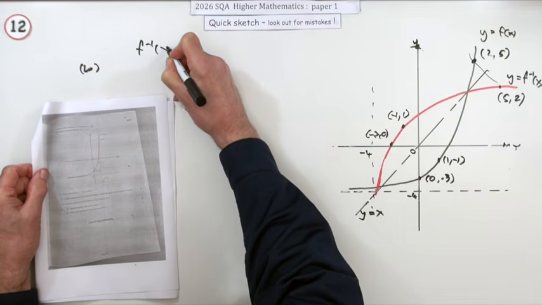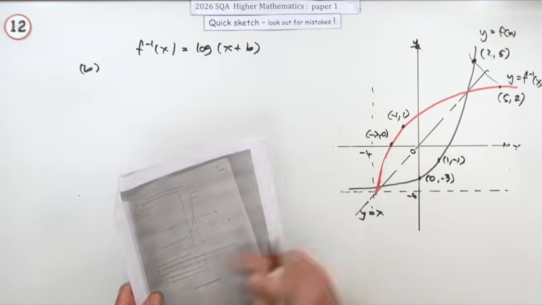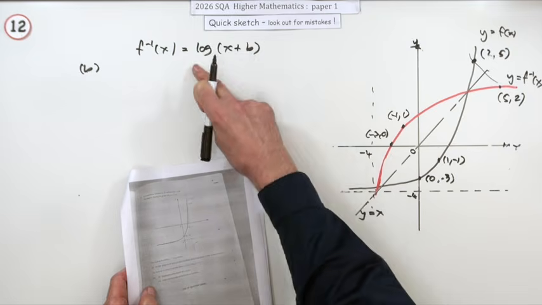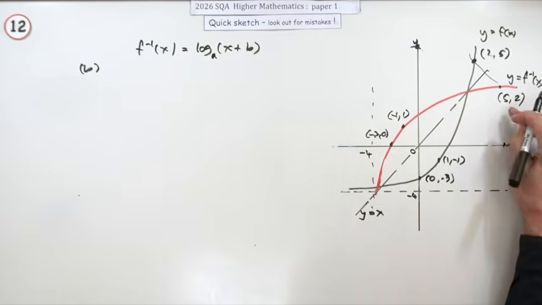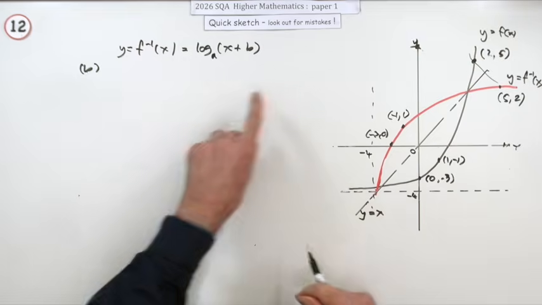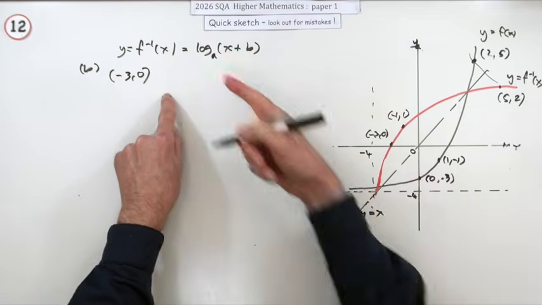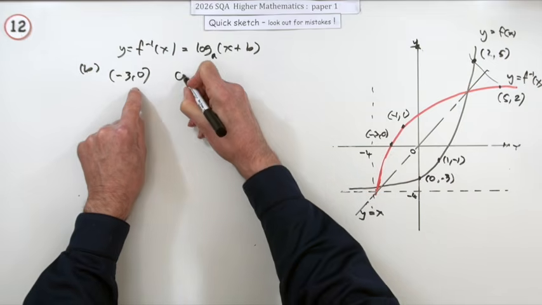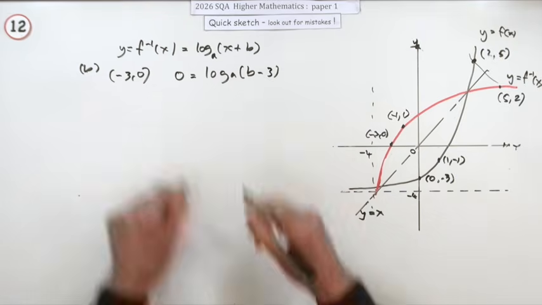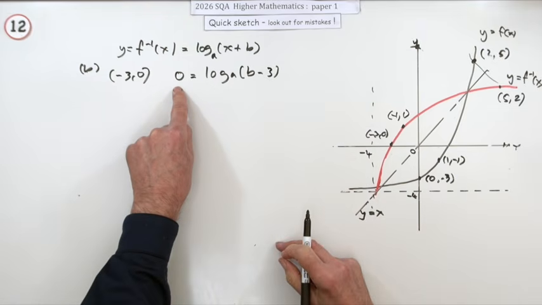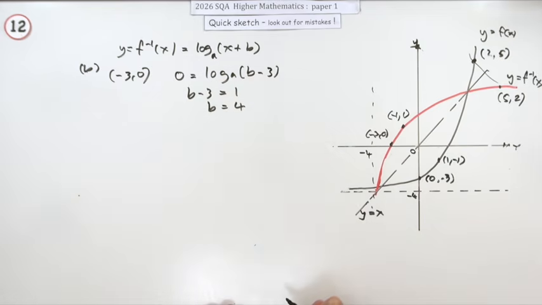In the second part, it gives you the form of the equation of that inverse. It tells you it's log base a of x plus b. But that's an equation, it's a connection between the x and y coordinates. You've got 3 points on that curve, and the y coordinate is given by the inverse function. So pick a point, -3, 0. So 0 is the y coordinate, so you could put that in. That'll be log base a of, now x is -3, so instead of -3 plus b, put b minus 3. Now the log of 1 is 0, so that b minus 3 must be 1. So b will be 4.